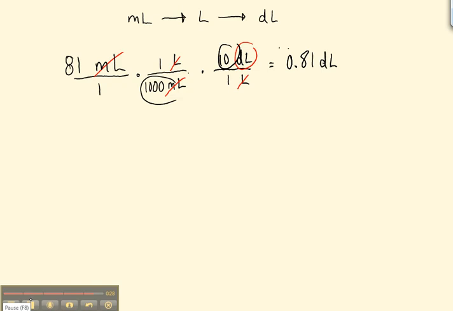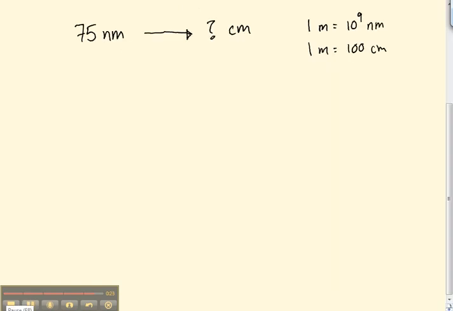So what I want you to do is I'm going to show you this next example here, and given the information that you see there, use the same method and try to convert 75 nanometers into centimeters. And at the beginning of the next video, I'll go over the detailed solution there with you.